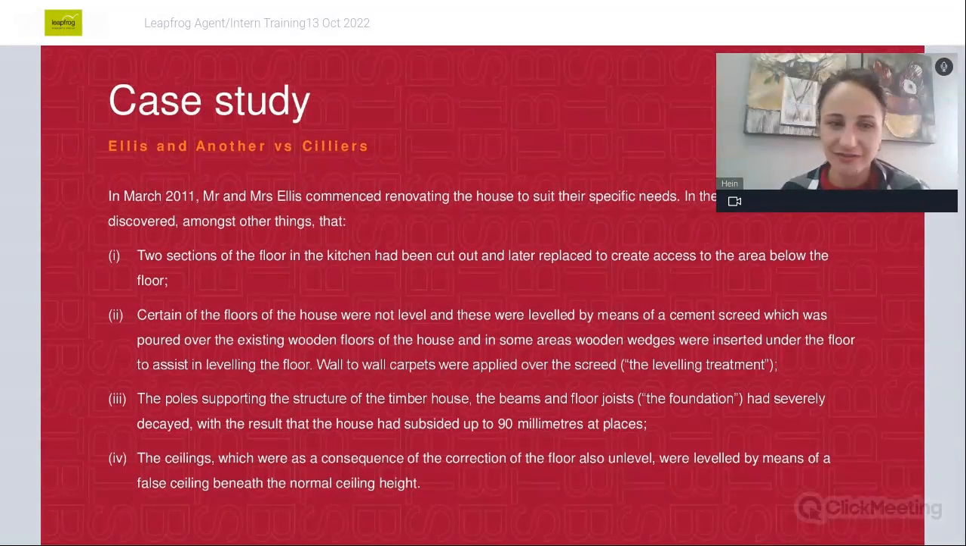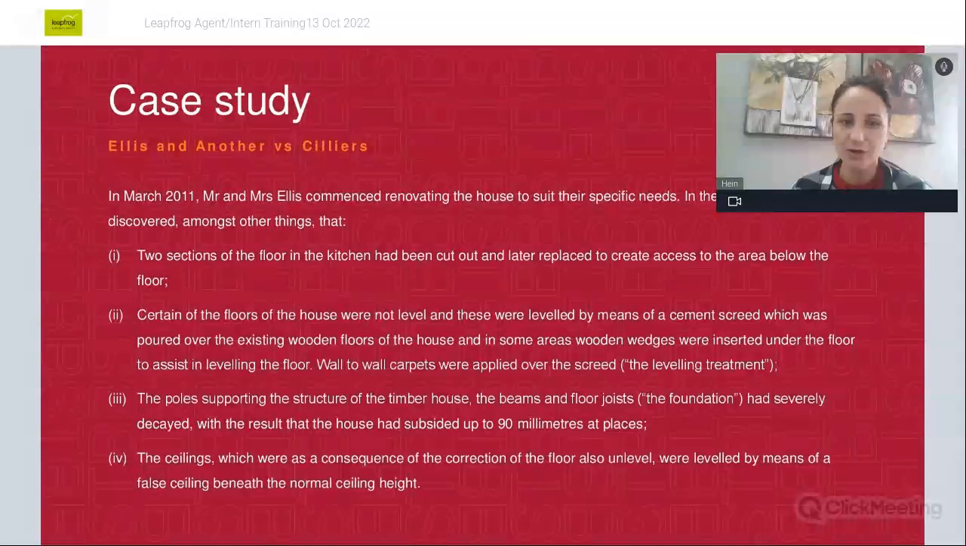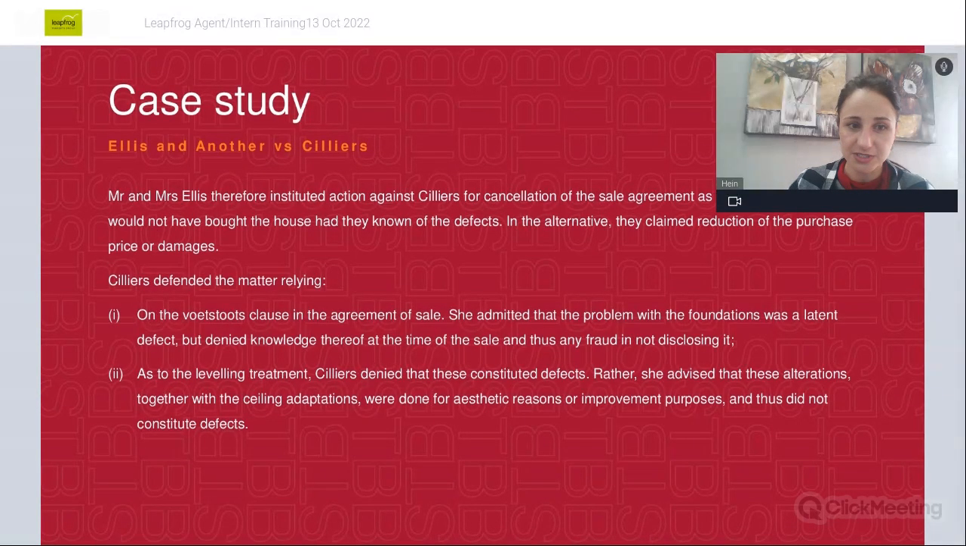As they started their renovations, they found out that some of the original flooring had been cut out in the kitchen. They also saw that a very interesting technique was used to level out the floors: the wooden floors were actually topped with cement, or screeded, and then wall-to-wall carpets were installed to level out the floors. They saw that the poles supporting the wooden structure were caving in, and that the whole property was subsiding. There were ceilings loose. It was really quite the situation, and the property was in a dire condition.